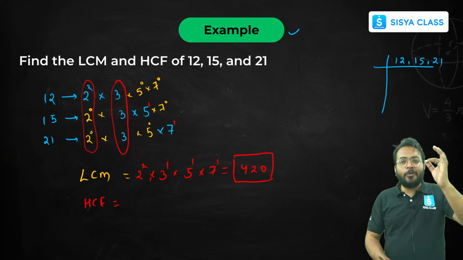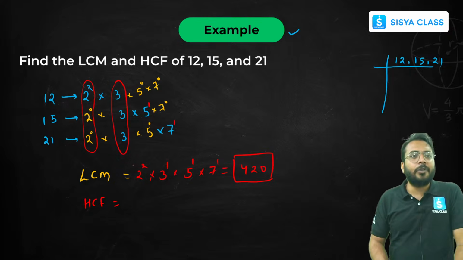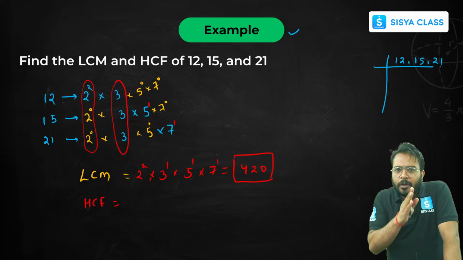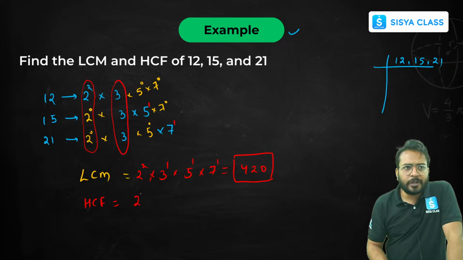Now we are going to choose the smallest power of each prime factor. Yes or no? So what is the smallest power? In prime factor 2, what is going to be the smallest power? Smallest power is 0, right? 2 to the power 0. Yes, 2 to the power 0.